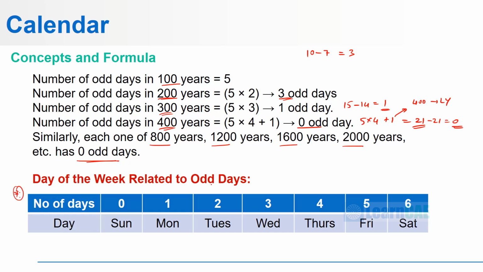The day of the week related to odd days. So, if the number of odd days is 0, then the day is Sunday. If the odd day is 1, it is Monday and it keeps going till Saturday. So, it starts from 0 and ends at 6. So, if it is 0, then it refers to Sunday. So, we can remember this and we can calculate the day based on the given date. Okay.